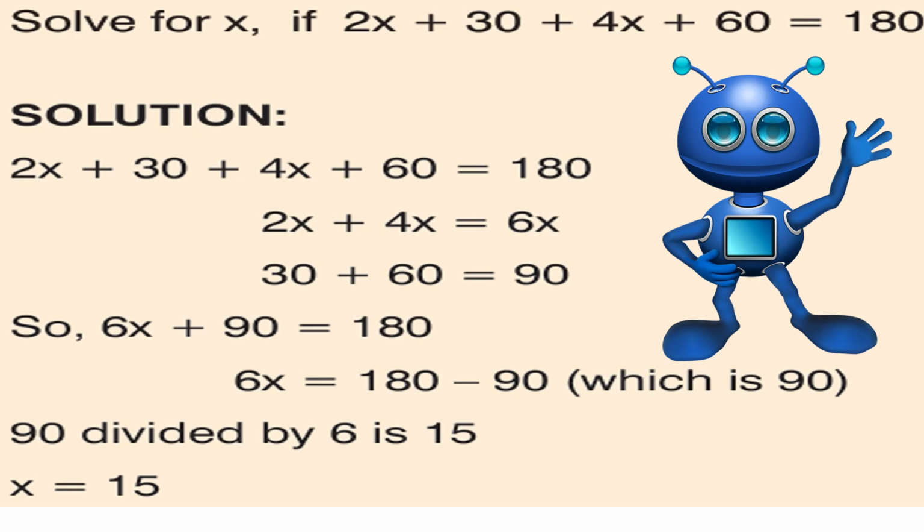Step 2. Subtract 90 from both sides. 6x = 180 - 90. 6x = 90. Step 3. Divide both sides by 6. x = 90 / 6. x = 15.